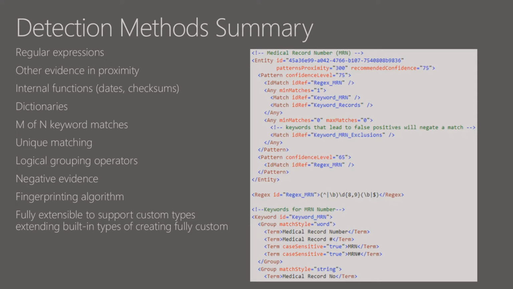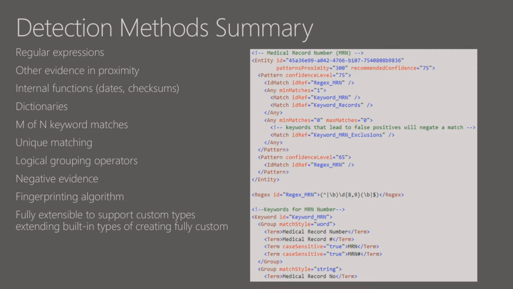You can use internal functions. We have a bunch of built-in things that compute checksums and look for some of our common types of information around the world. This is useful if you want to modify our built-in version of SSN, for example. We used dictionaries in Jack's demo. You could see some of those medical terms that were included in that HIPAA template. You can do unique matching. You can do M of n, where you're looking for 5 of one, 4 of another, for example.